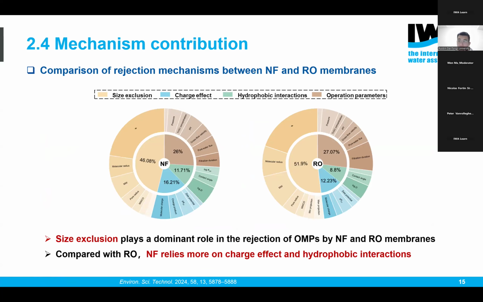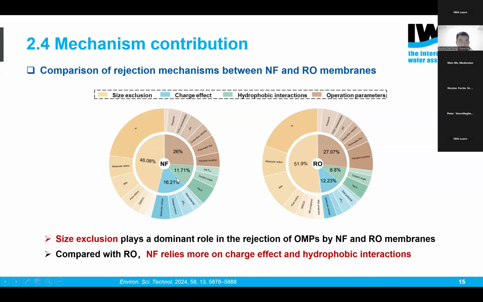We try to distinguish the polyamide membranes into NF and RO membranes based on the pore size of the membranes. So we can see that for the NF membranes, we can get the contributions of different mechanisms, including size exclusion, the yellow and orange part, and the blue part is the charge effect and also the hydrophobic interactions. And also we can see the contribution of the operation parameters.